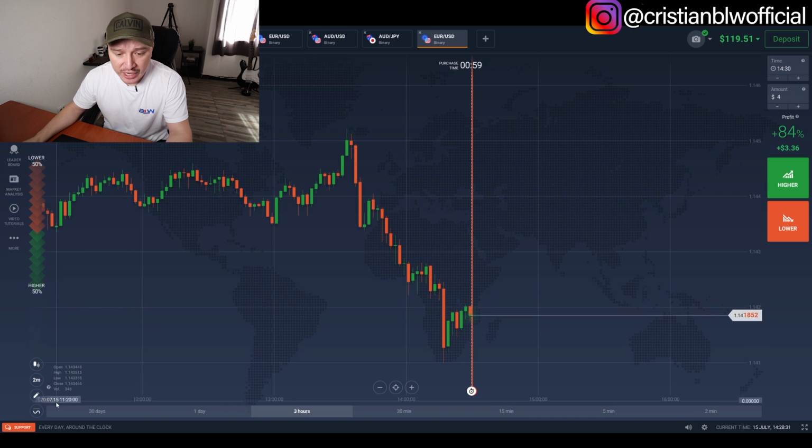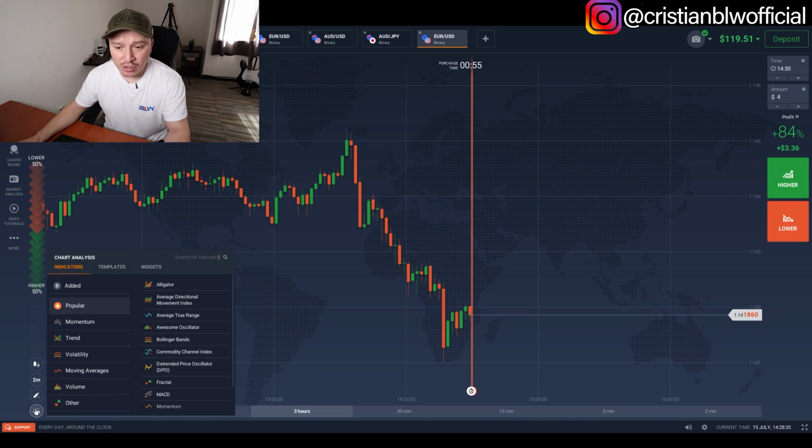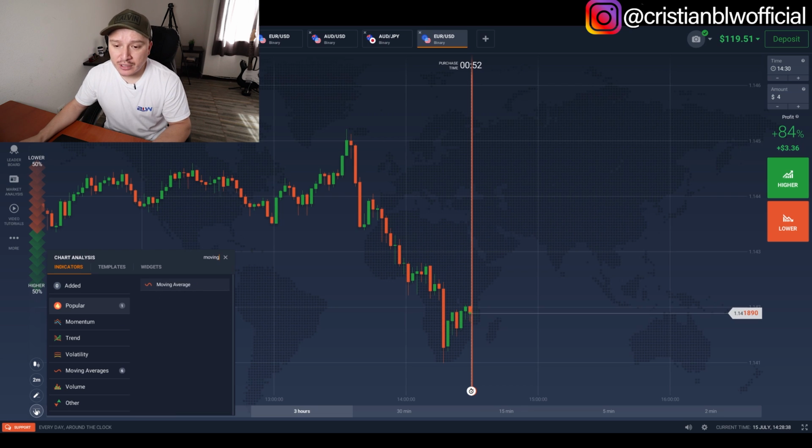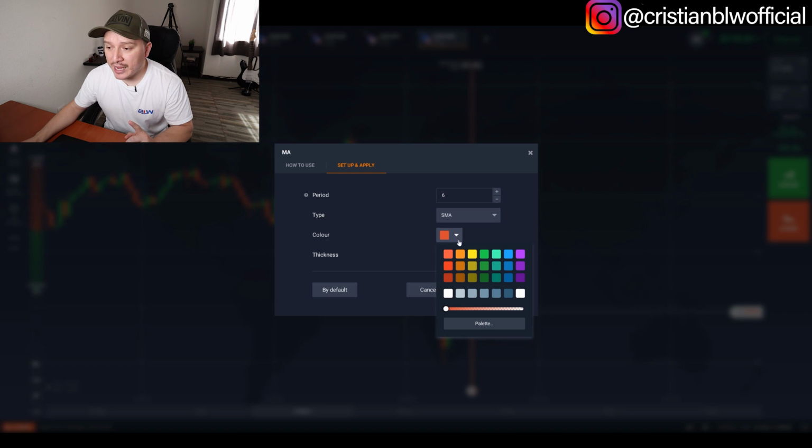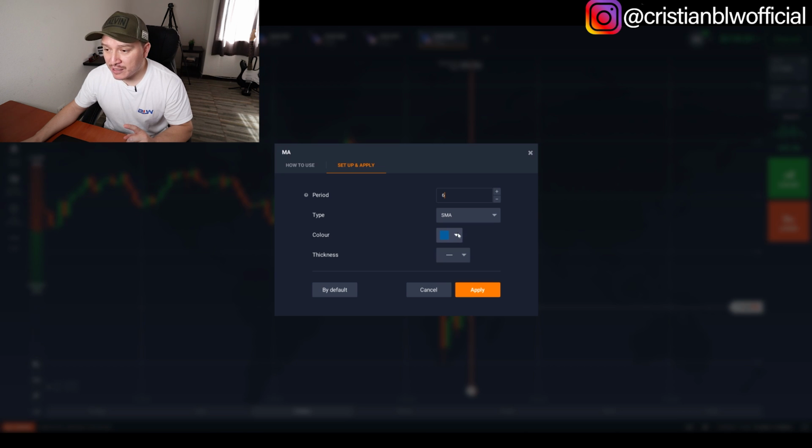So the first thing you've got to do is get the indicators here. You're going to look for moving average, select it for the period of 6, and add a blue color, this one right here. So click, and this is SMA, no WMA, no EMA, no SSMA, no, it's SMA, simple moving average.